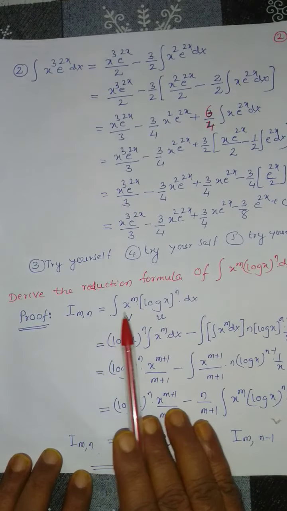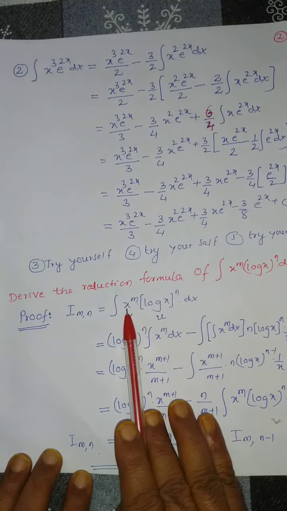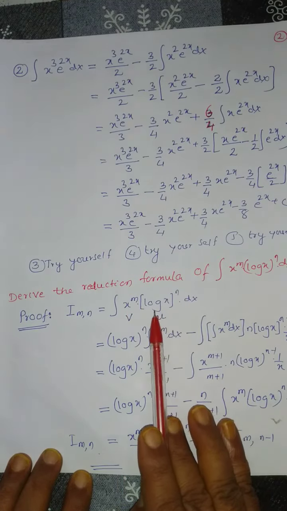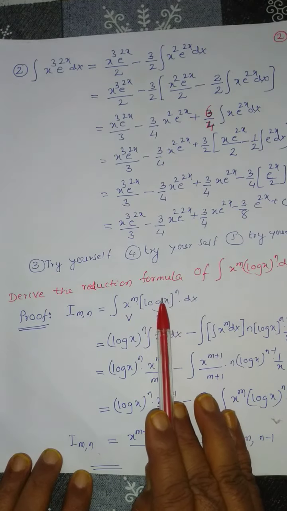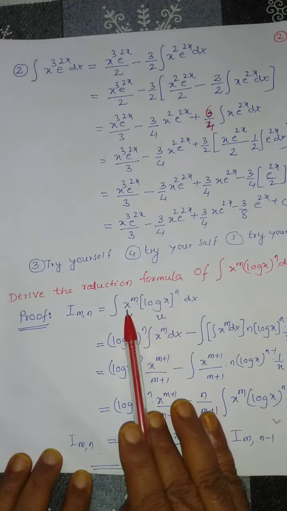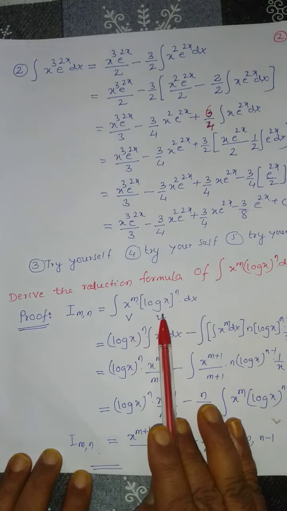Here m and n are both variables. The integral of x raised to m into log x raised to n. So log x is not integrable directly, the integration of log x is not known, whereas the integration of x raised to m is known, therefore log x is u and x raised to m is v.